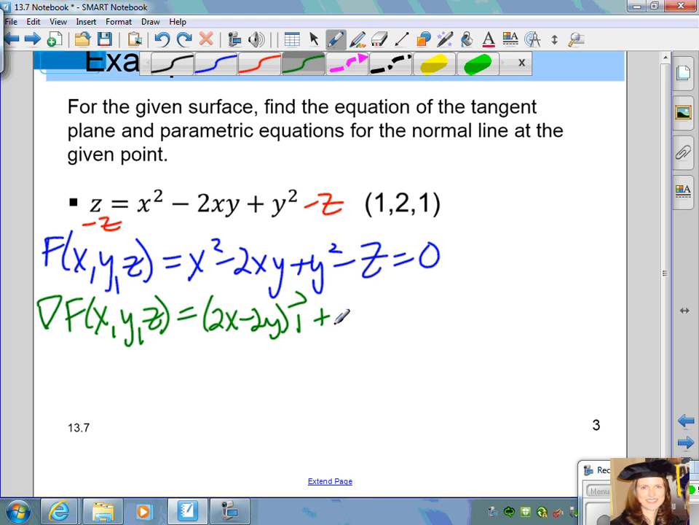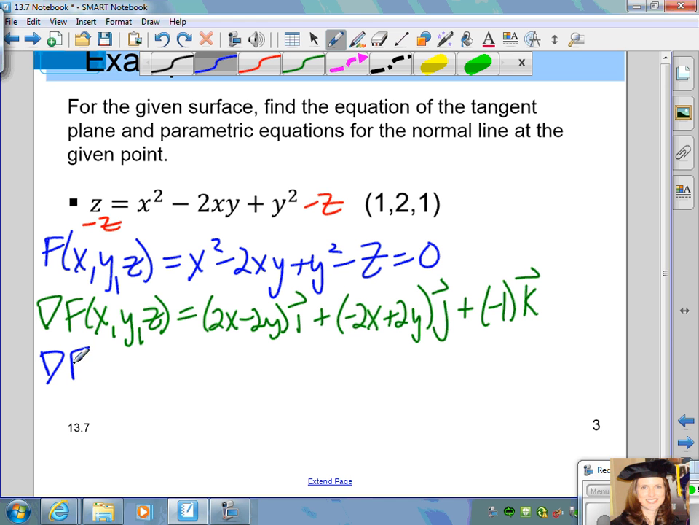Now we're going to take the partial derivative of this with respect to y. Treat y as a variable, treat everything else as a constant. That derivative is going to be negative 2x plus 2y. And then that's your j plus the partial derivative of all this with respect to z, and that derivative is going to be negative 1. That's times your k. Now we're going to evaluate the gradient at the given point.